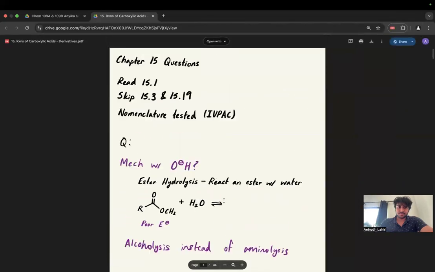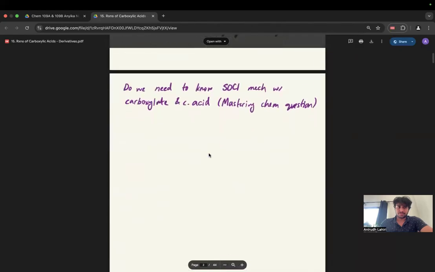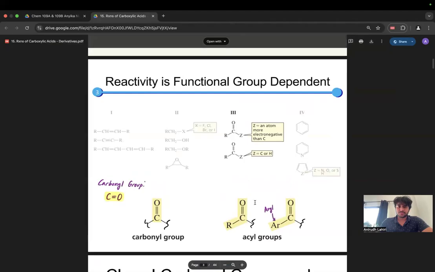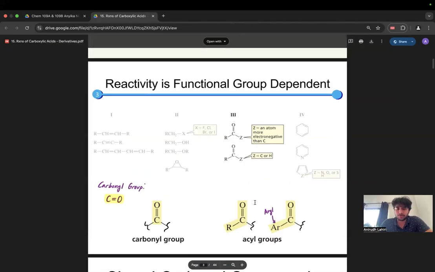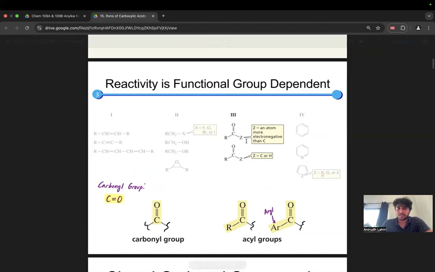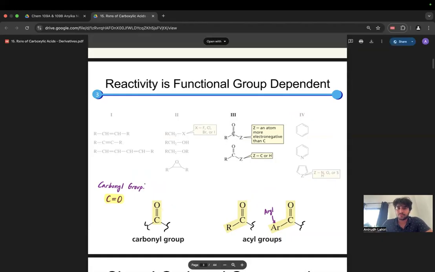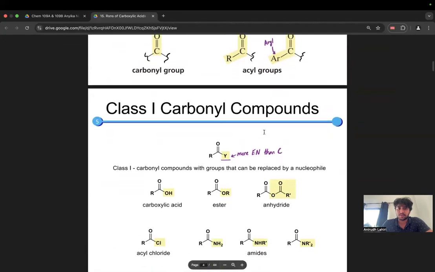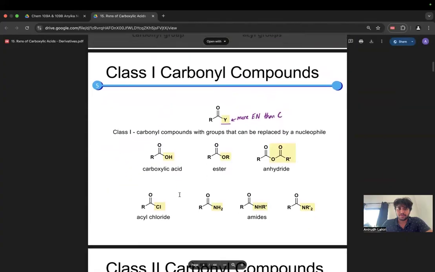All right, so we're going to go through chapter 14, reactions of carboxylic acids. The first thing we're going to talk about is class 1 carbonyls. Class 1 carbonyls are anything of the form COZ, where Z is an atom that is more electronegative than carbon. These are the class 1 carbonyls.